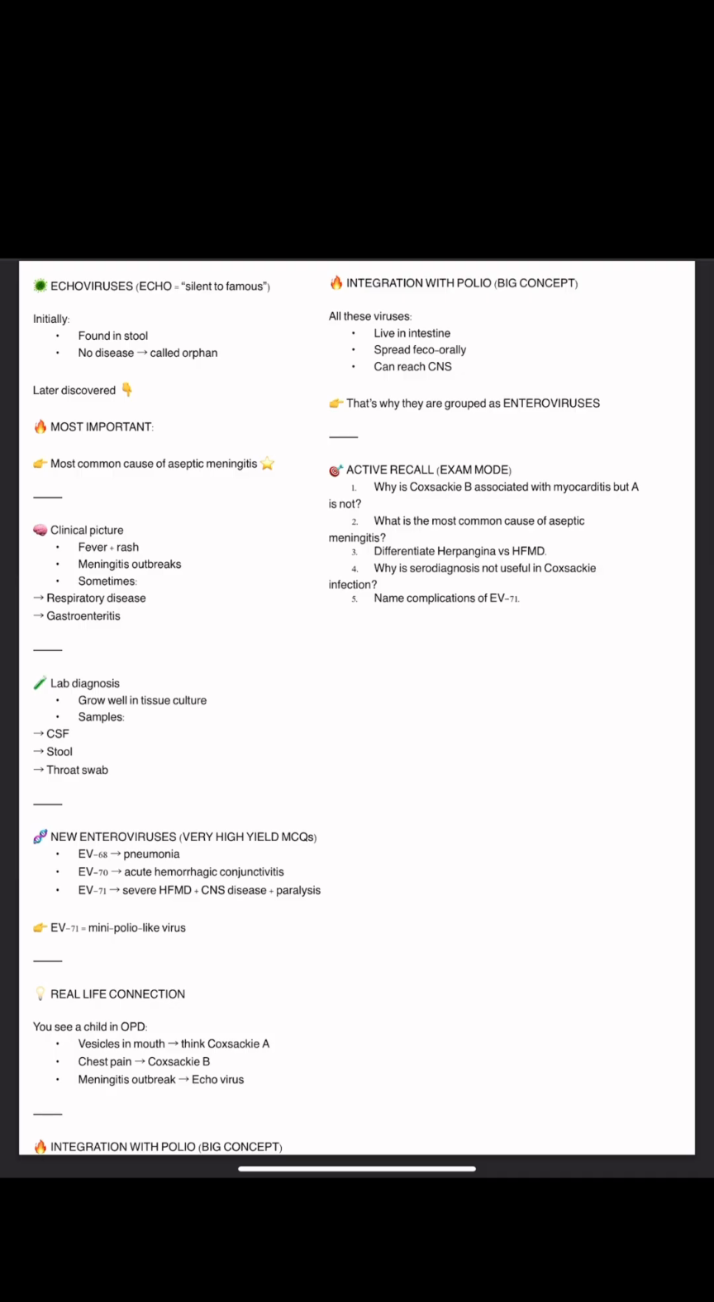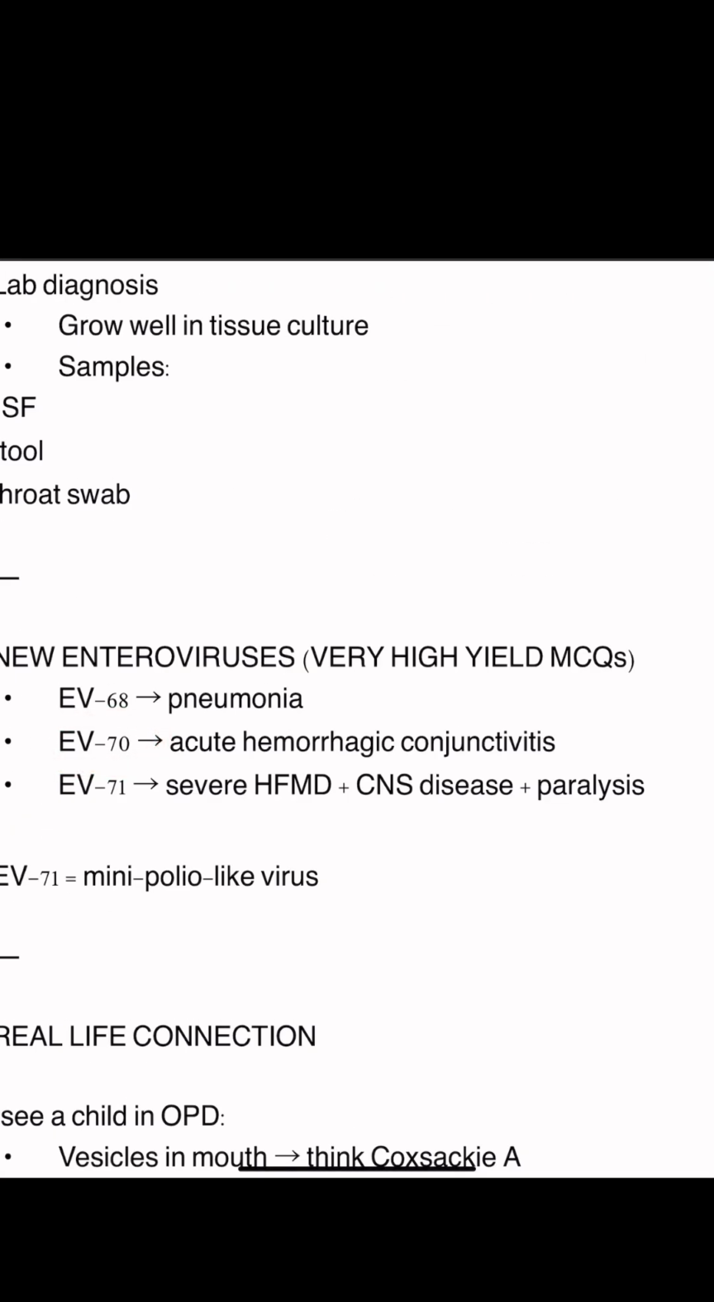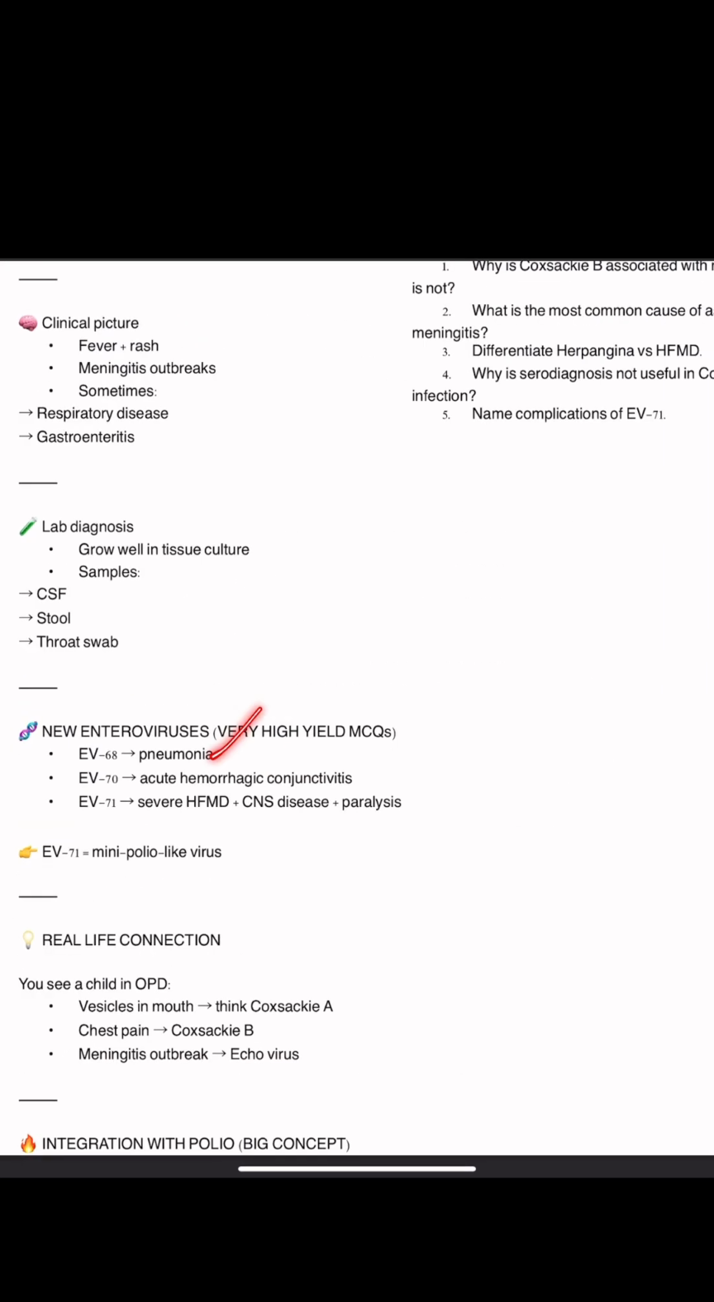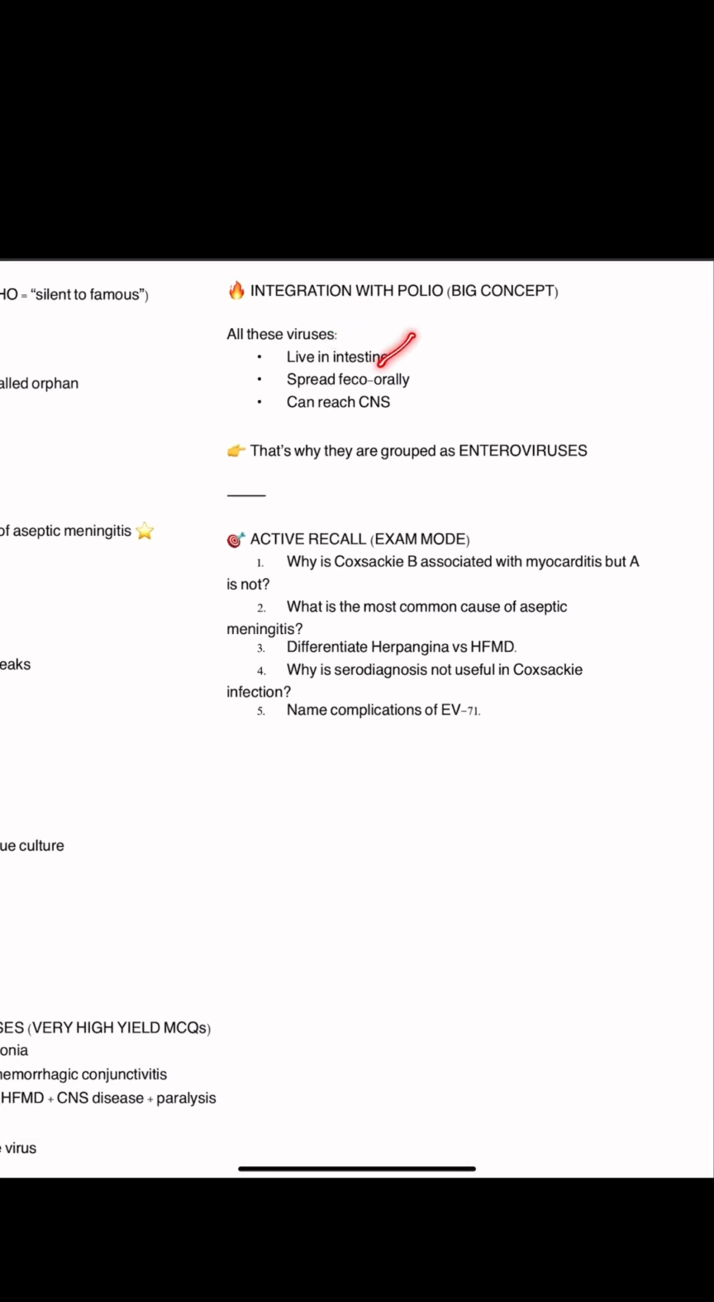New enteroviruses are these, among which enterovirus 70 causes acute hemorrhagic conjunctivitis. HFMD, CNS disease: mini polio-like virus. Is your child having vesicles in the mouth? Think Coxsackie A. Chest pain, Coxsackie B. Meningitis, echovirus. All these enteroviruses live in the intestine, spread fecal-orally, and can reach the CNS. That's why they are grouped as enteroviruses.